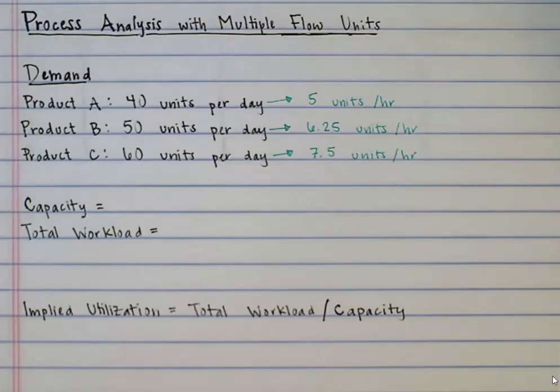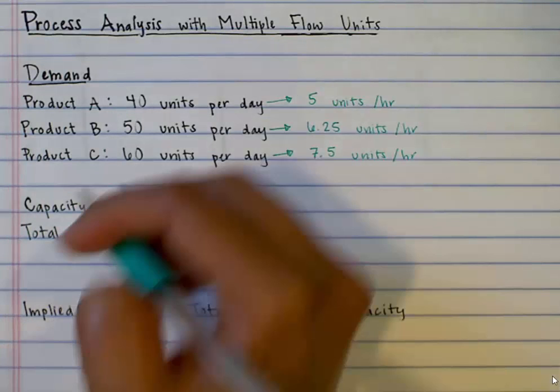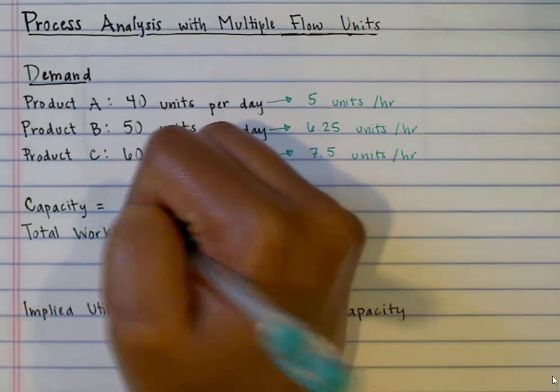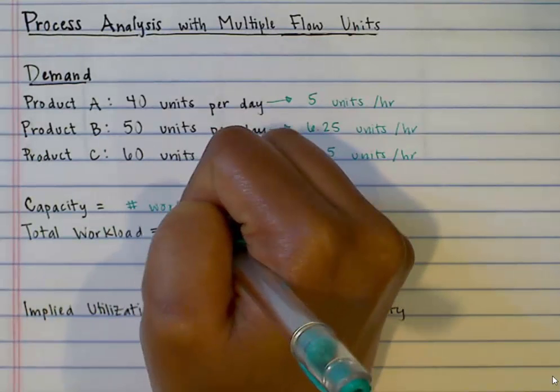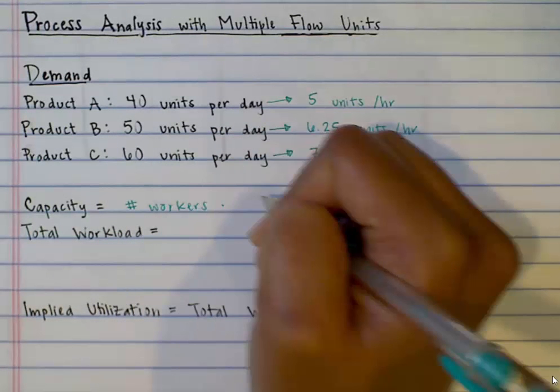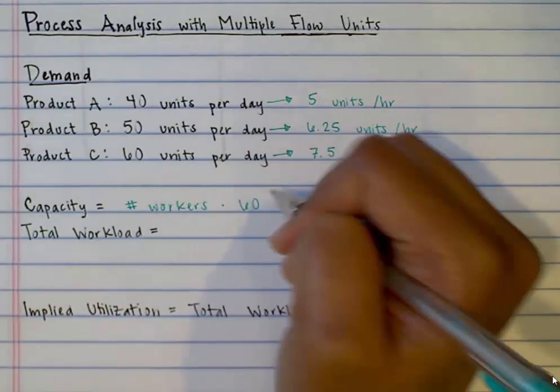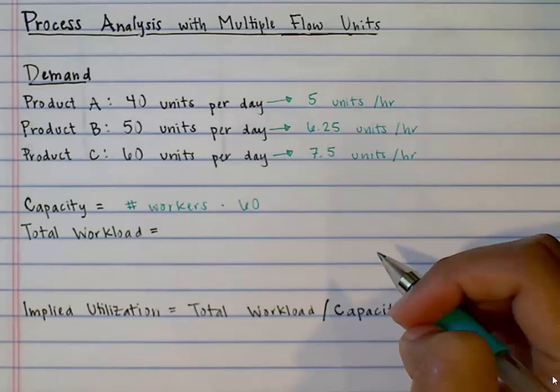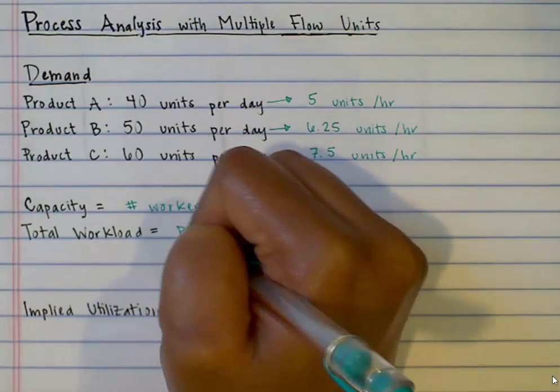The first question asks us to find the bottleneck. To do this, we create a generic flow unit, which is 1 minute of work. Then we must find the capacity and total workload of each resource. Now, the capacity of each resource is determined by the number of workers. It is simply the number of workers times 60, since we are looking at the capacity in 1 hour.